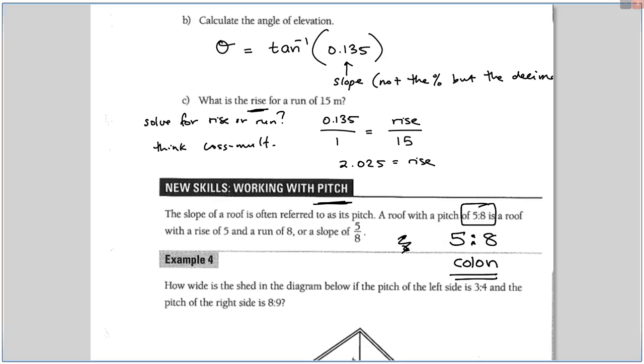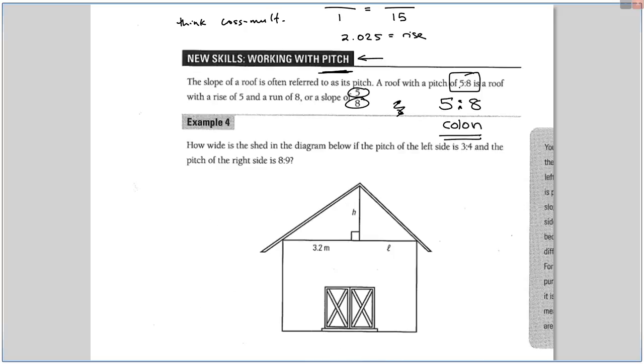You get it? So if you see it written with a colon, there's nothing different about it. All they want is a different vocabulary, aka the pitch, and it's the exact same thing. The number in the front is the top, and the number on the right is the bottom of the fraction, and it's just the rise over the run. There's nothing new to it, okay?